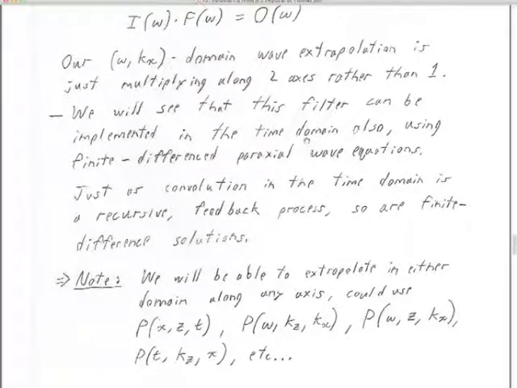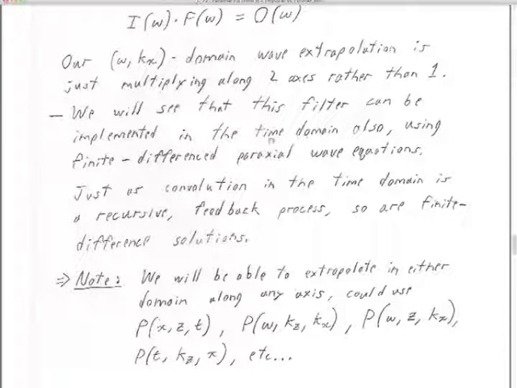Now, our omega and kx domain wave extrapolation, as used in the GASDAG, phase shift migration, or in Stolt migration, is just multiplying in the Fourier domain along two axes rather than one. So it's a filter that works on a 2D Fourier transform data set. We'll also try to get used to the concept that we can convolve along two axes rather than just one. And we're going to see how to implement that in the time domain.